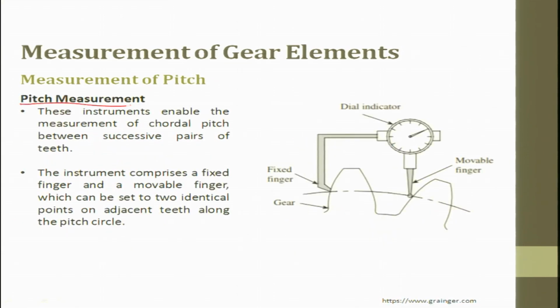The next one is how do you measure the pitch? What is pitch? Pitch is nothing but the distance between teeth. For example, from here to here is called a pitch. This circle is called the pitch circle diameter. These instruments enable us to measure the circular pitch between successive pairs of teeth. Here is a fixed finger that rests, and you have a dial gauge resting on the moving finger. The instrument comprises a fixed finger and a moving finger. This can be set to two identical points of adjacent teeth along the PCD and measured. With this we measure the pitch. Whenever you touch, it is better to fix the arm on the PCD and this dial on the PCD, so that we can measure these two.